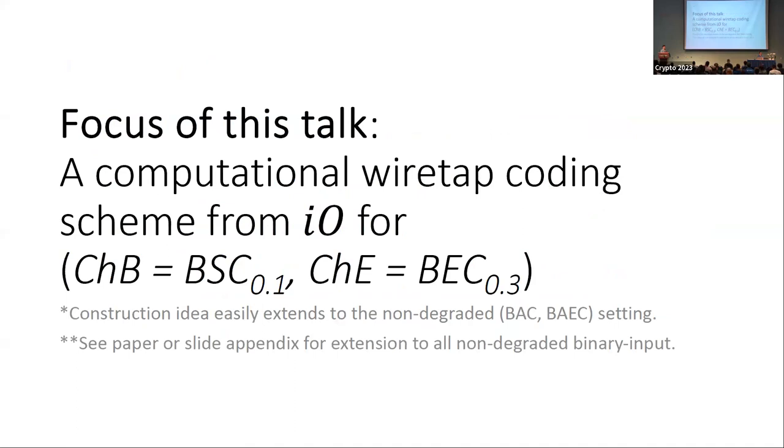And the focus of this talk, in the interest of time, is a computational wiretap coding scheme from IO for the symmetric case, where Bob's channel is a binary symmetric channel with 0.1 flip probability, and Eve's channel is a binary erasure channel with 0.3 erasure probability. The construction we show here easily extends to the non-degraded BAC, BAEC setting. See the paper or the slide appendix online for the extension to all non-degraded binary input channel pairs.